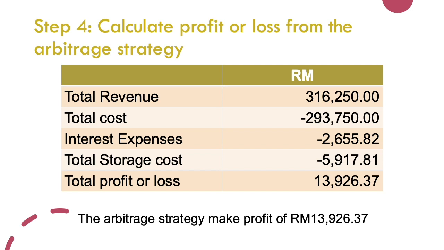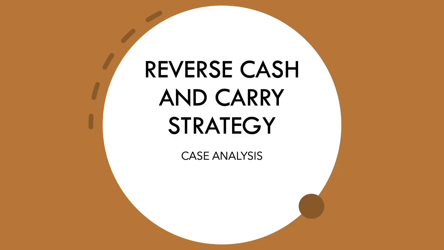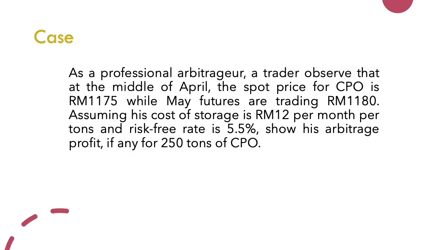So from that question, we can take out all the important information given in the question. So current spot price is RM1,175. Current May CPO futures at price RM1,180. Storage cost per month is RM12. We need to calculate storage cost per year. So multiply by 12 months, so you get storage cost per year RM144. Risk-free rate as at 5.5%, number of CPO traded 250 tons. So you can calculate number of futures contract, 250 tons divided by 25 tons, so you get 10 lots of contract for FCPO.